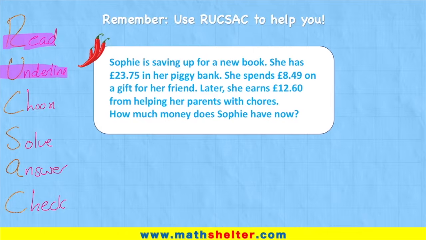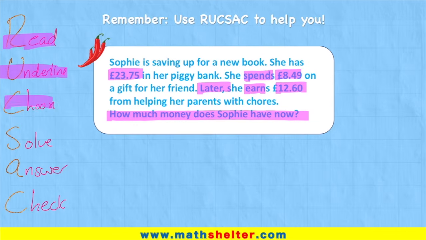Now remember, key information is numbers and anything that's going to help us understand which process to use. So we have £23.75, but then she says she spends £8.49 on a gift for her friend. Later, she earns £12.60 from helping her parents. How much does Sophie have now? Now I just need to choose my operations, and I think we have £23.75, but she spends, sounds like subtraction, £8.49 on a gift for her friend. Later she earns, that sounds like addition, £12.60 for helping her parents with chores. Now I'm going to solve, and if you remember, solve just means to write out my number sentences.